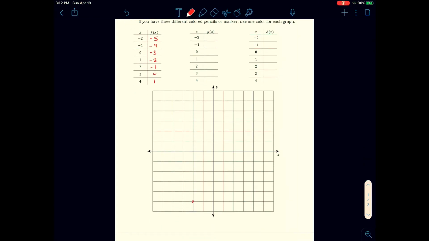-2, -5 would be right here. -1, -4. So if you notice, all of these points are going up 1 over 1. Right, our slope here is just 1.